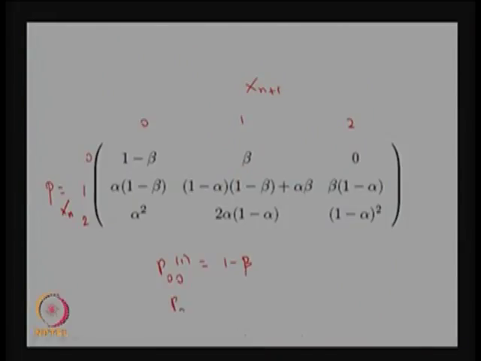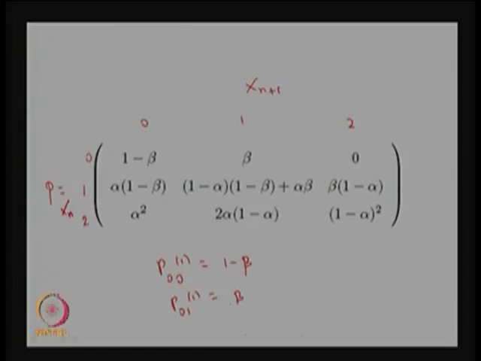In one step, what is the probability that the number of working machines goes from 0 to 1? That is because the crew finishes the repair in a day, and that probability is beta.